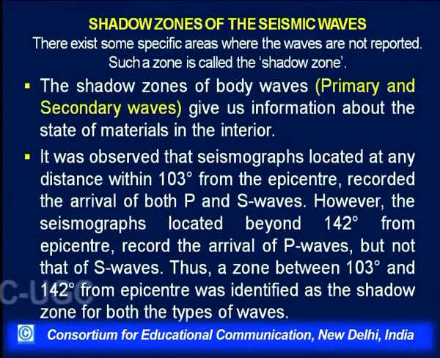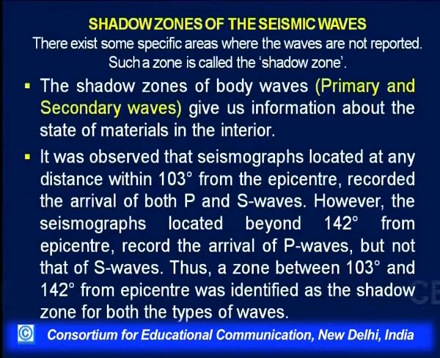It is observed that the seismographs, which are located at the surface, show that the recording of the arrival of both primary and secondary waves indicates some kind of shadow zone. That means the seismograph which is located beyond 142 degrees from the epicenter records the arrival of P waves but not that of S waves.